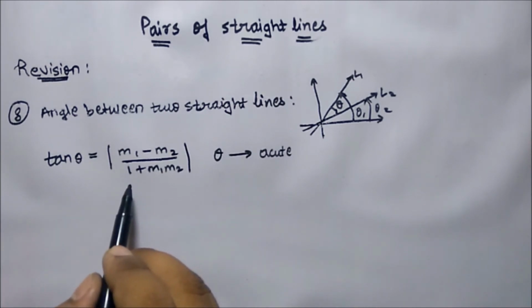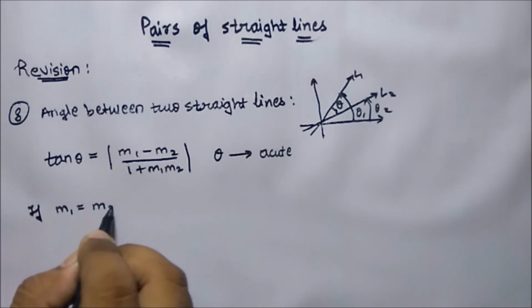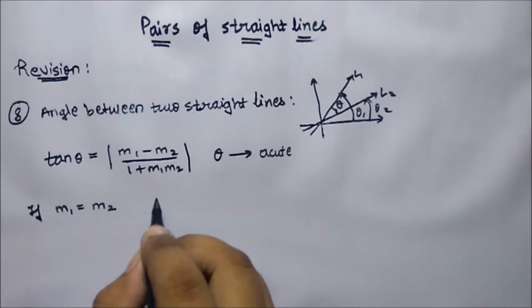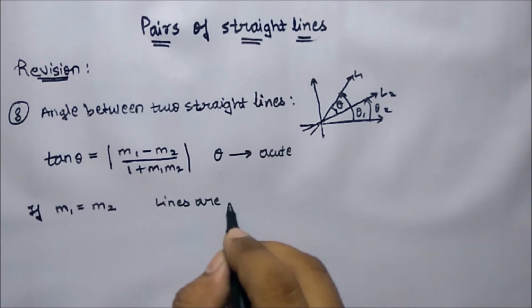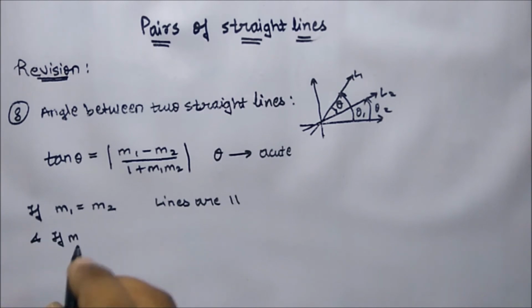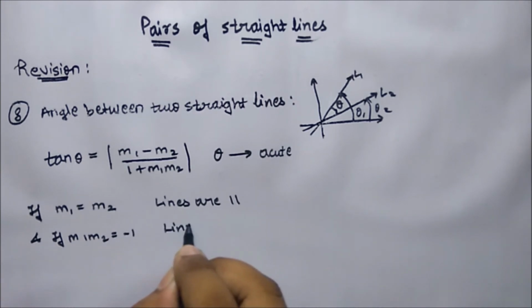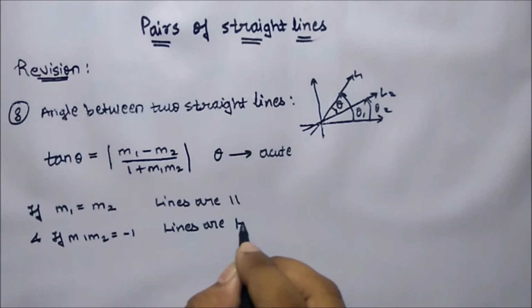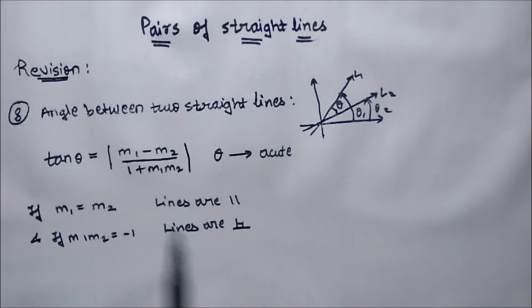And from this result we can conclude that if m1 is equal to m2, then the lines are parallel, and if m1 into m2 is equal to minus 1, then the lines are perpendicular. We can substitute this condition in this result to find this required condition. All these things we have studied in our earlier classes.